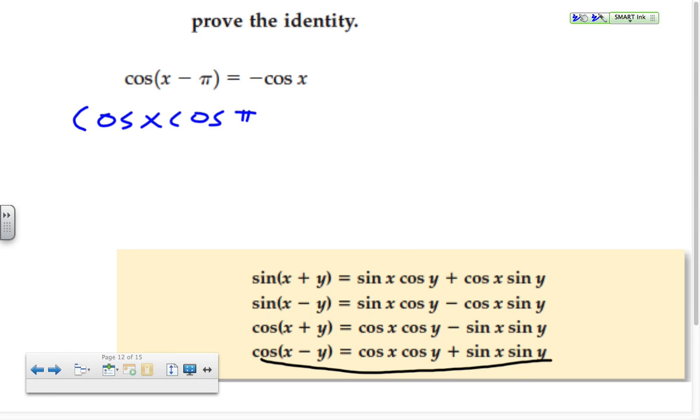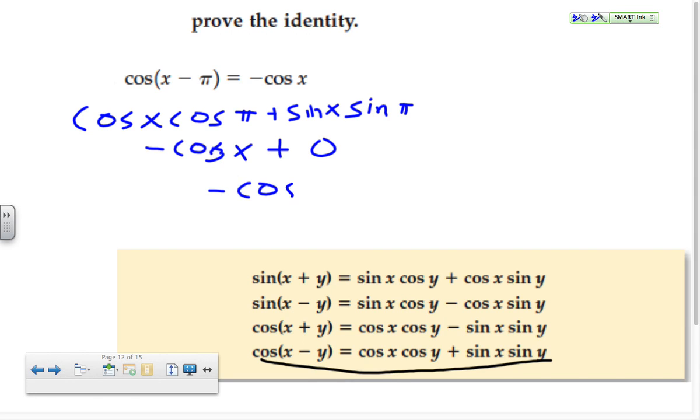So I'm going to go cosine x, cosine pi, plus sine x, sine pi. Now the cosine of pi is negative 1, sorry. So we're going to end up with a negative cosine of x. And the sine of pi is 0, so this is plus 0. So the answer then is negative cosine of x. That's a nice proof, huh? Alright, so that's that one.